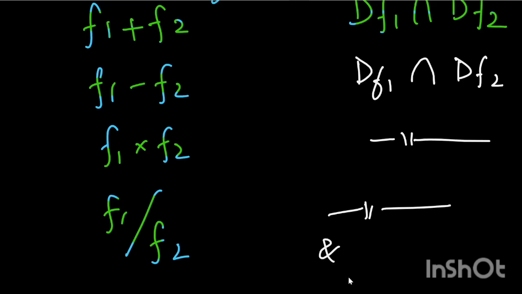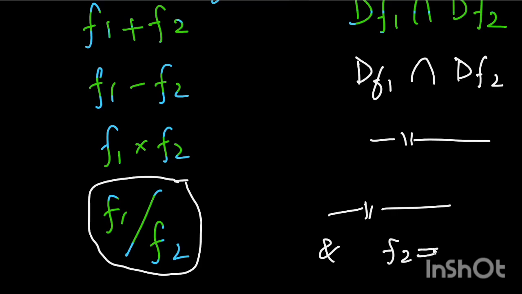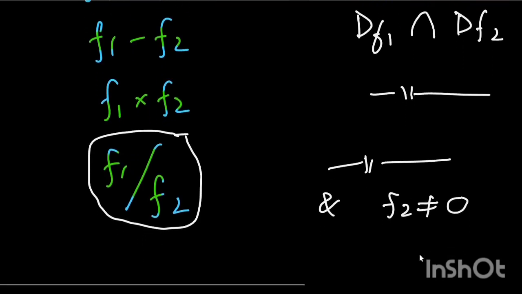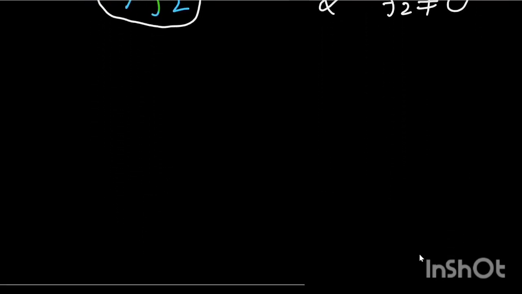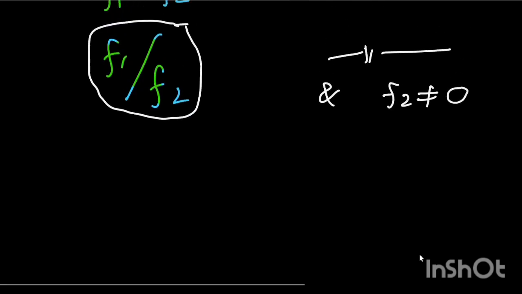Apart from taking the intersection of domains, especially in the case of f1 divided by f2, we have to take into account one more thing, and that would be what? Yes, in that case we need to exclude those x for which f2 is 0. So f2 shouldn't be 0. Those x we need to exclude. Okay, so that we need to take into account.